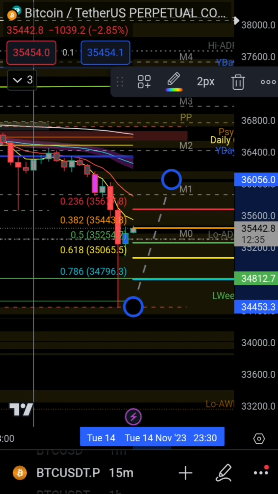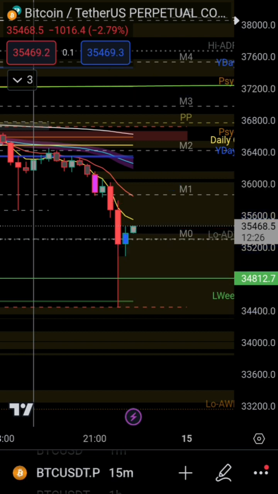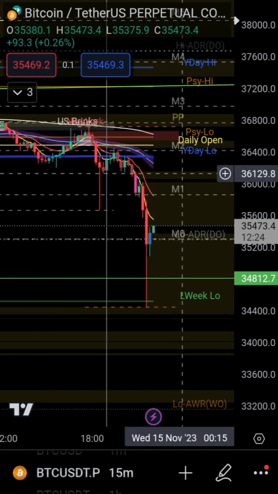If it doesn't, you'll be looking at 34.8. If it doesn't hold, then you know it's going even lower. That's if you want a short. You would be looking to see if Bitcoin is going to form a double bottom or not. You'll be looking at what Bitcoin does at around 36K.